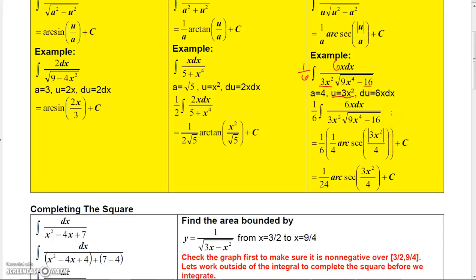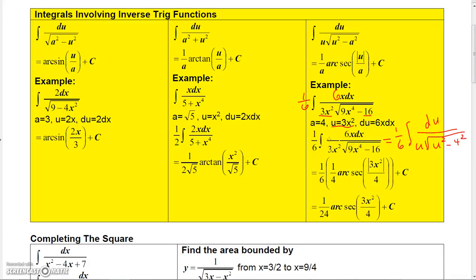And now here's what I'm going to get. So now the 6x dx is the du. I bring the 1/6 on the outside, and then the 3x squared is the u, and then inside the radical I have 9x to the fourth, which is u squared, and then minus 16, which is 4 squared. So now this looks exactly like this up here.